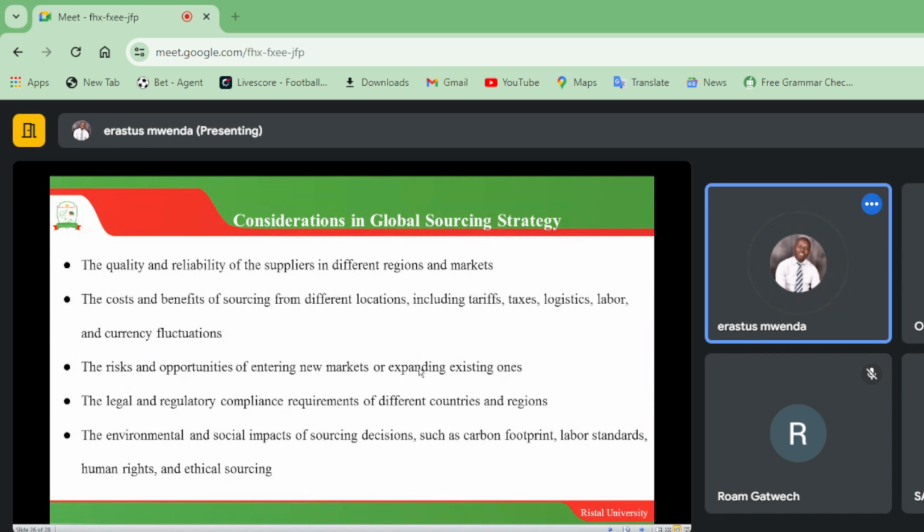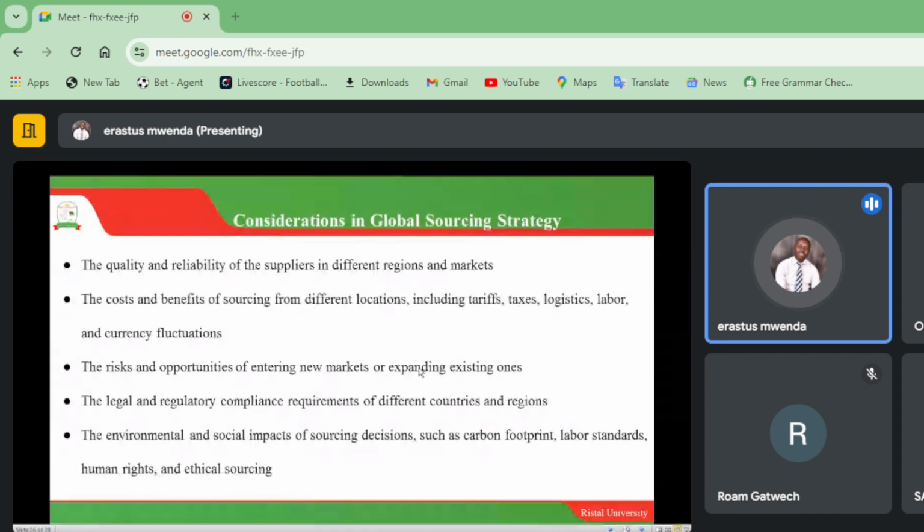Number two, what are the costs and benefits of sourcing from different locations? And that's why I was saying we don't just wake up and do global sourcing. You have to compare costs, including tariffs, taxes, the cost of transport or logistics, the cost of labor. Maybe you need individuals to assist you. And mostly also, the thing that we are having a lot of conversations about now is this issue of currency fluctuations. So you need to be cognizant of that.